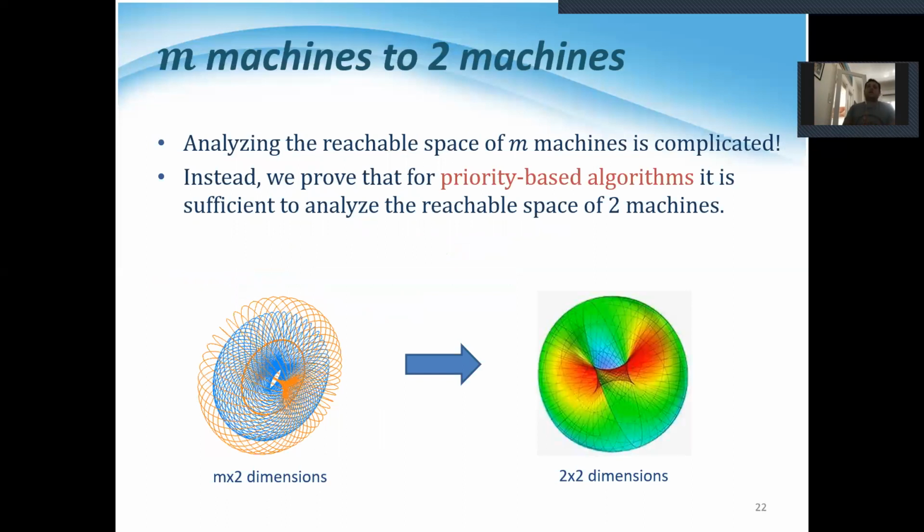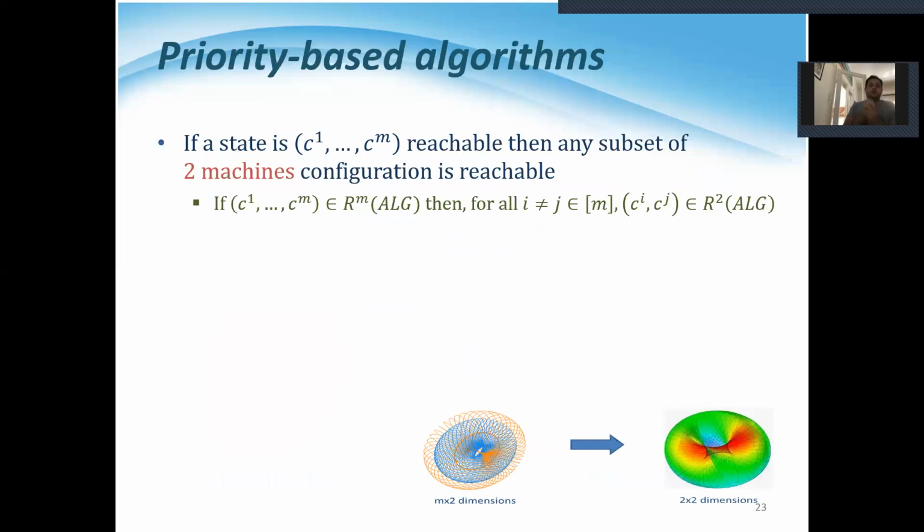But as I said, analyzing the reachable space of a machine is complicated. So instead, we show that for a priority-based algorithm, it's sufficient to analyze the reachable space of just 2 machines, reducing how complicated the problem is. So in order to show that it's enough to reduce it to 2 machines for d equal 2, we will show 2 observations, or lemmas.